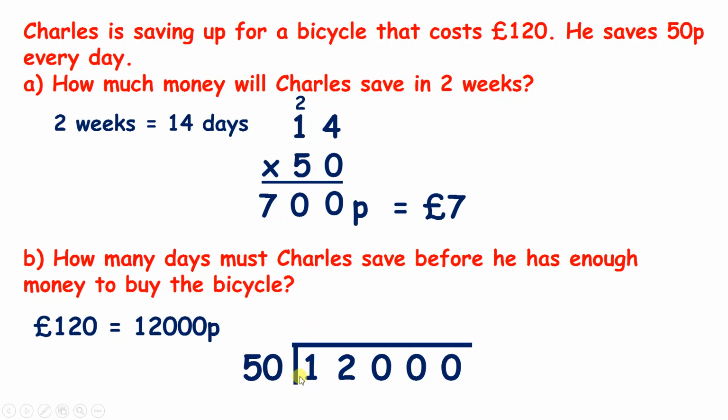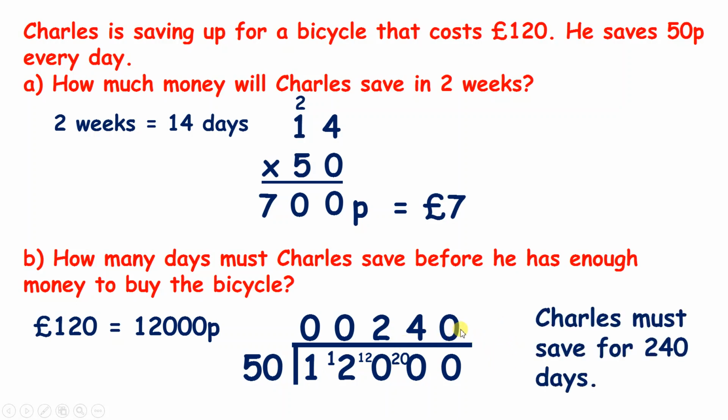Now 1 divided by 50, 0 remainder 1, 12 divided by 50, 0 remainder 12. Now 120 divided by 50 is 2 remainder 20, because 2 times 50 is 100, and then we have 20 left over. 200 divided by 50 is 4, 0 divided by 50 is 0, so Charles must save for 240 days so that he's got enough money to buy the bicycle.